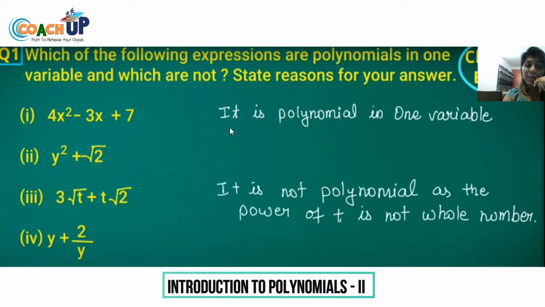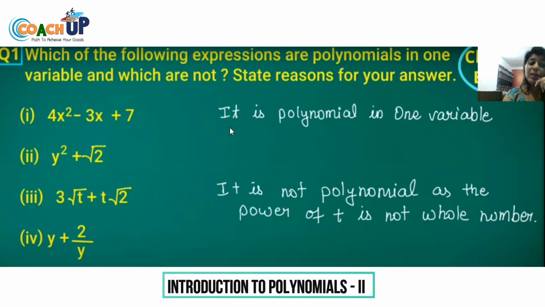One basic concept is we are dealing with the polynomial in one variable first of all. Second thing, a variable should have a positive power. If there is a negative power or a root or a fractional power, then we say that expression is not a polynomial. In the first example, the whole expression has positive powers, so we have a polynomial in one variable.